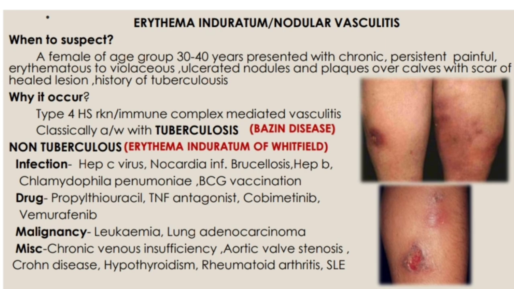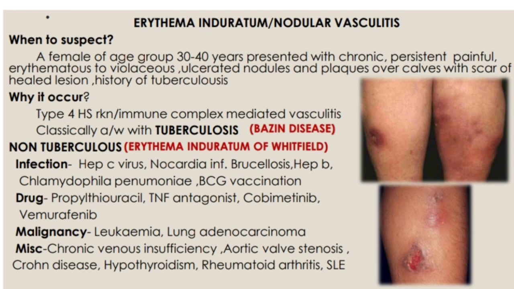Why does it occur? It is considered to be a type 4 hypersensitivity reaction or immune complex mediated vasculitis and is classically associated with tuberculosis. The picture shows the lesions with ulcerated nodules and plaques over the skin, over the calf. When it is associated with tuberculosis, it is known as Bazin's disease, and when it has a non-tuberculous etiology, it is known as erythema induratum of Whitfield.